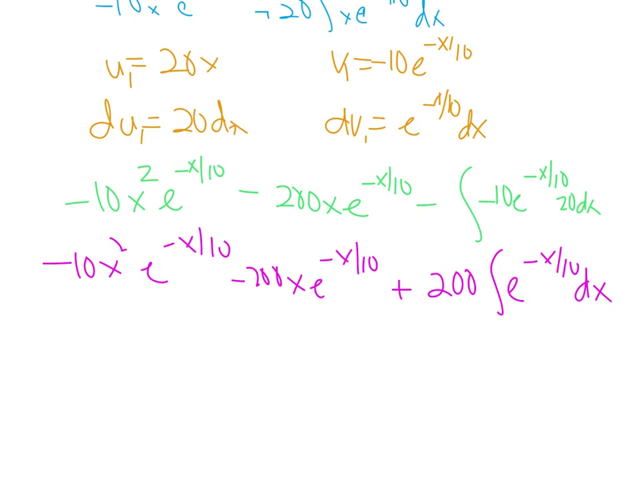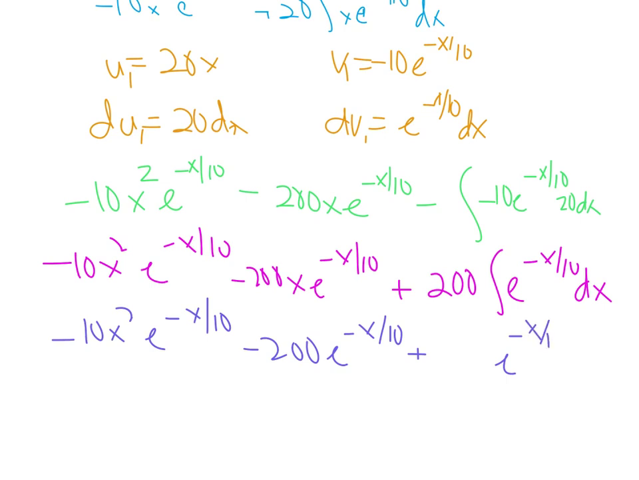So the antiderivative of that last part is what I need. That's going to be e to the negative x over 10, and I'm going to need to put a negative 10 in front. But since I already have a 200, 200 times negative 10 is negative 2,000, plus c. Okay, so I did the problem. Now, I could have done it using the table method.